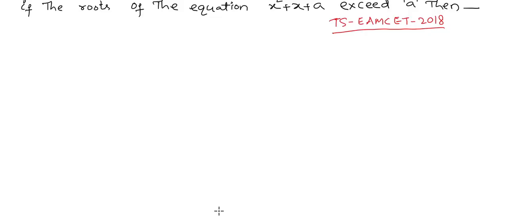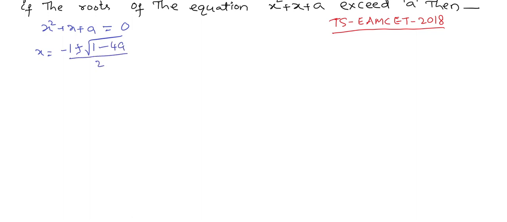The roots of the equation x square plus x plus a exceed a, then a value is... Here is the given quadratic equation x square plus x plus a equal to 0. Roots of this is x is equal to minus b, that is minus 1 plus or minus root of b square, 1 minus 4a by 2a, that is 2.